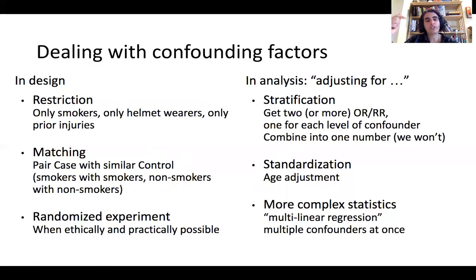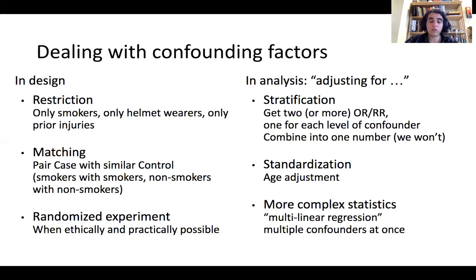You can do more sophisticated things with matching, particularly in a case control study, where for every smoker who is a case, you make sure you have a smoker who is a control. For every helmet wearer who is a case, you have a similar helmet wearer who is a control. If you're doing a matched study like this, then you have to do some special things in the analysis, but it is something people do. Or when it's ethically and practically possible, you can do a randomized controlled experiment.